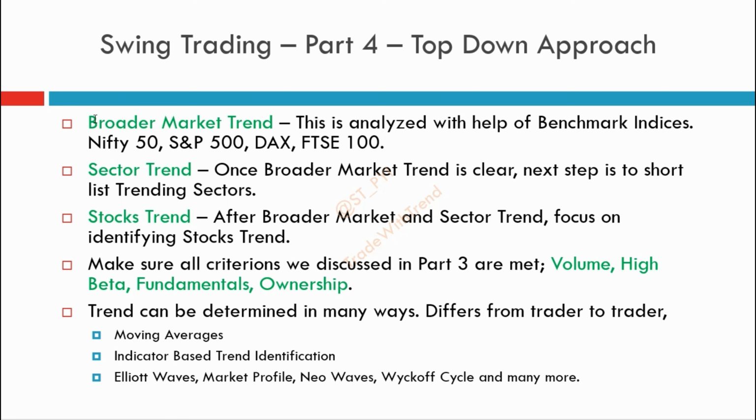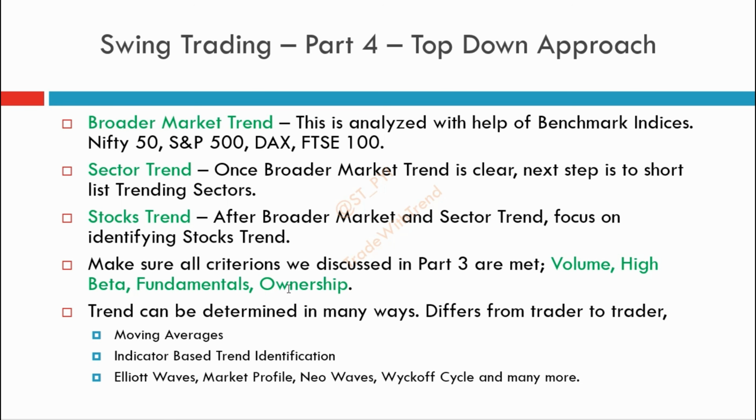Now, once we identify the broader market trend, then we would move to sector trend. Suppose while doing broader market analysis, we come to a conclusion that trend is on the upside. Then we would be looking for only those sectors which are aligning with the broader market. And the same observation holds true for stocks. So if broader market is up, we would like to see which sectors are up, and within those sectors, we would like to see which stocks are up, right? So this is how you will be aligning low risk trades which are of high probability nature. And make sure all the criteria that we discussed in part 3 are met, that is of volume, high beta, fundamentals, and institutional ownerships.